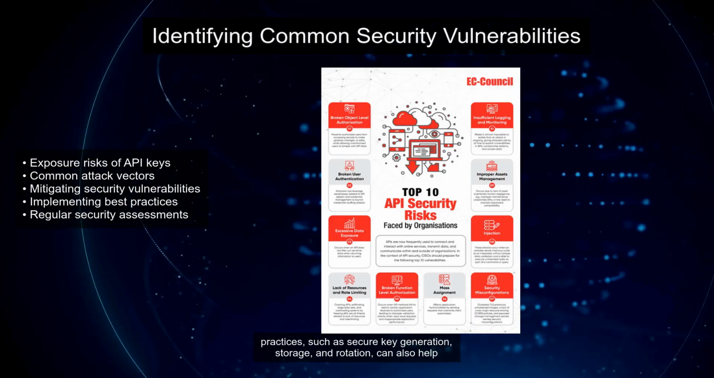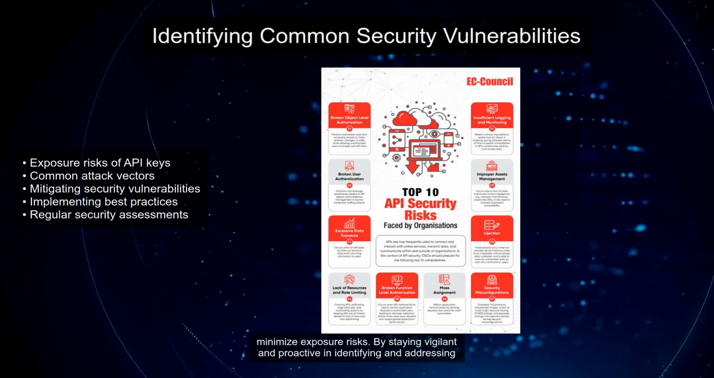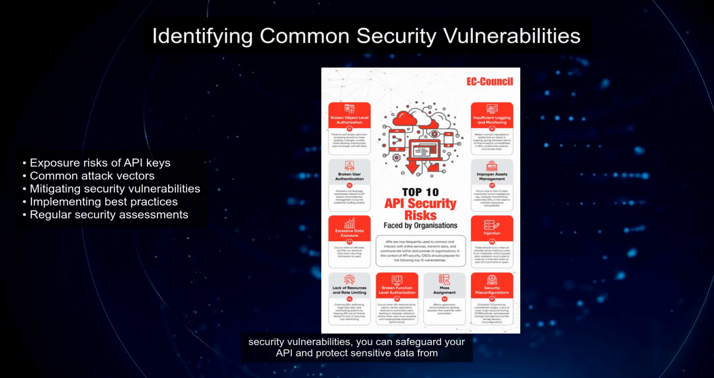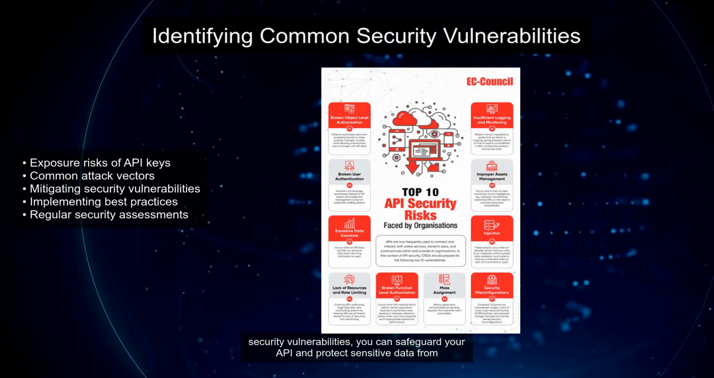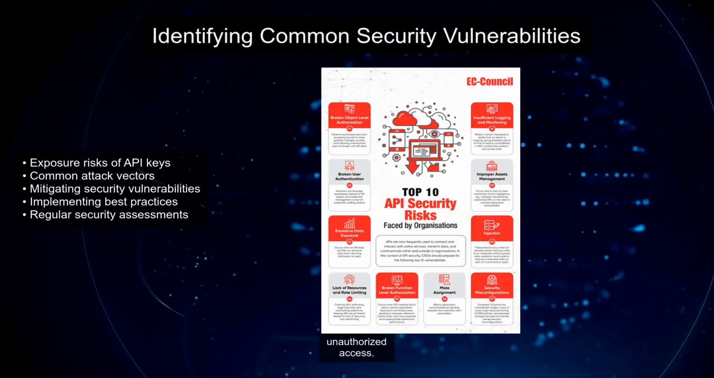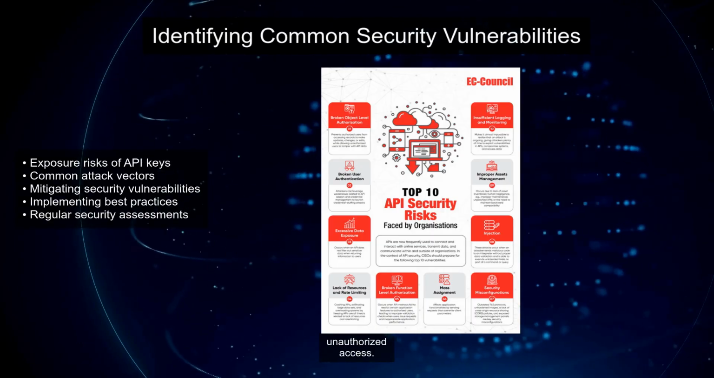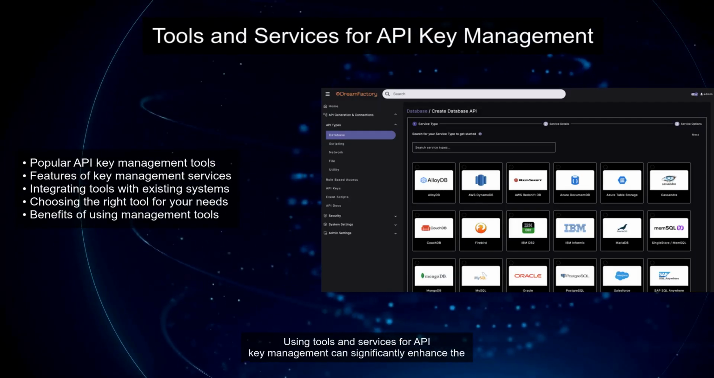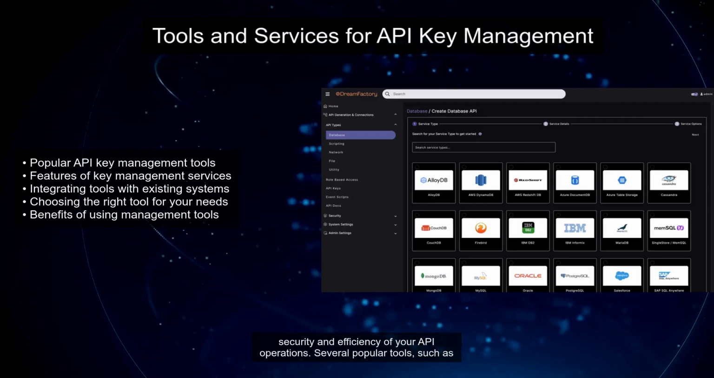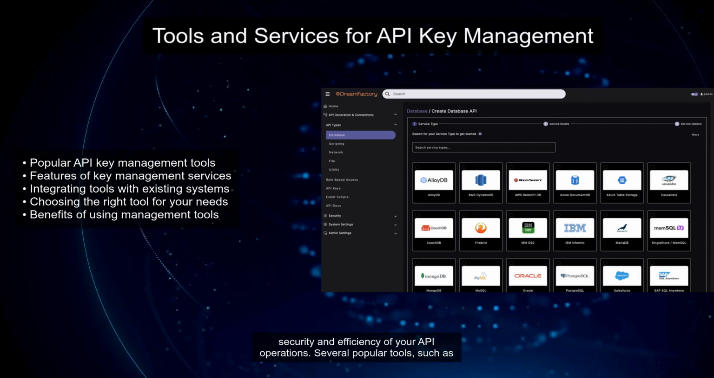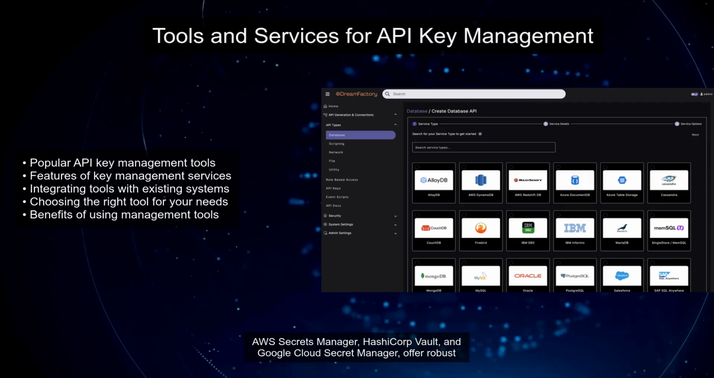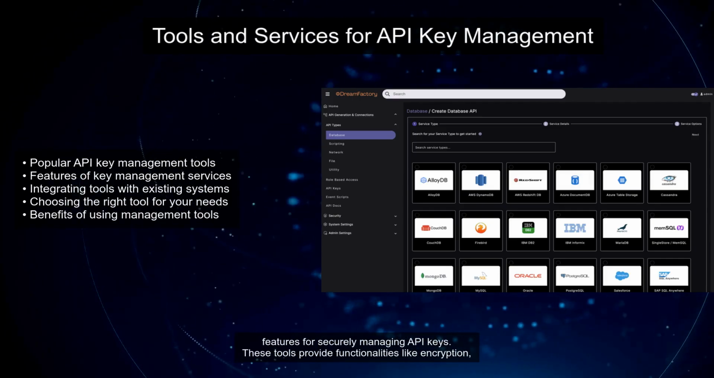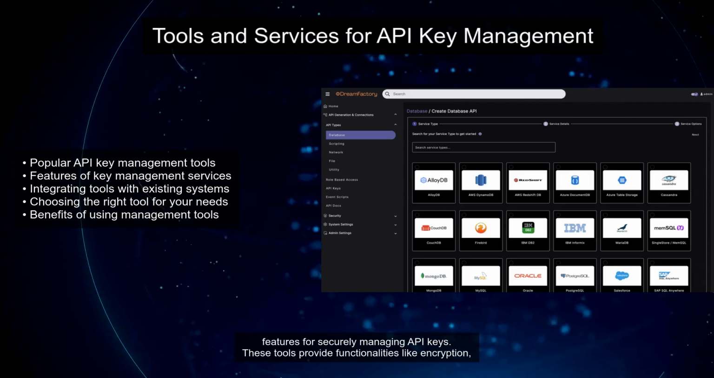Adopting best practices, such as secure key generation, storage, and rotation, can also help minimize exposure risks. By staying vigilant and proactive in identifying and addressing security vulnerabilities, you can safeguard your API and protect sensitive data from unauthorized access. Using tools and services for API key management can significantly enhance the security and efficiency of your API operations. Several popular tools, such as AWS Secrets Manager, HashiCorp Vault, and Google Cloud Secret Manager, offer robust features for securely managing API keys.